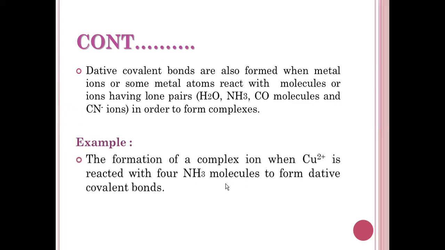So let's move on to the example. The formation of the complex when the Cu2 plus copper ion reacts with the ammonia molecule, which is the neutral one. The copper is the metal ion, and it reacts with 4 ammonia molecules to form the dative covalent bonds. This ammonia is a molecule; by providing this lone pair, it can form the dative metal complexes.